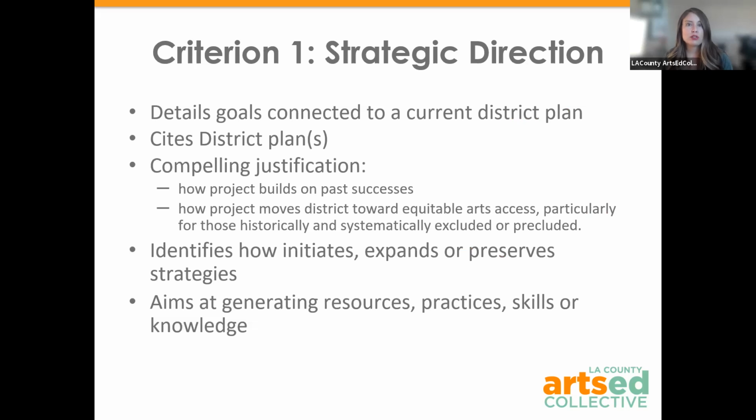Strategic direction is the most heavily weighted criterion at 35 points. This section will give the panel an insight into the district's current state of arts education and give an understanding of the district's priorities for the upcoming year as it is tied to the district arts plan or other district plan.